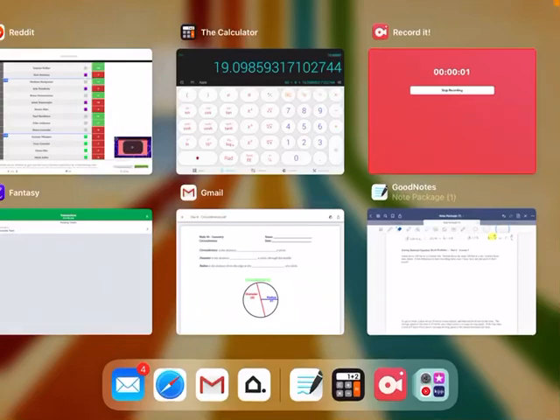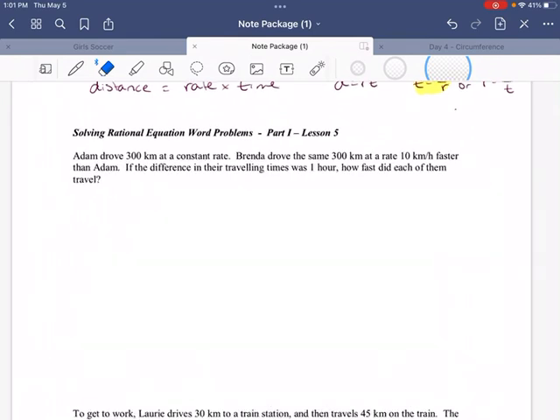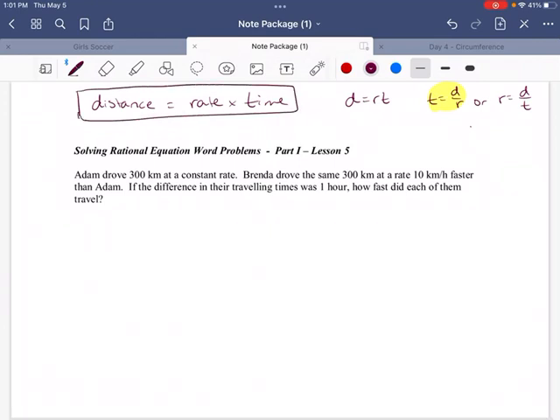All right, so this is solving rational equations, lesson 5, solving rate problems. One thing that you may have done in science 10 in the physics section or physics 20 is that distance equals rate times time. And the variations of that formula are as follows.